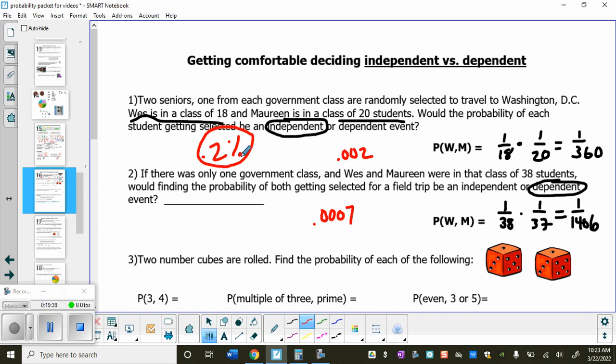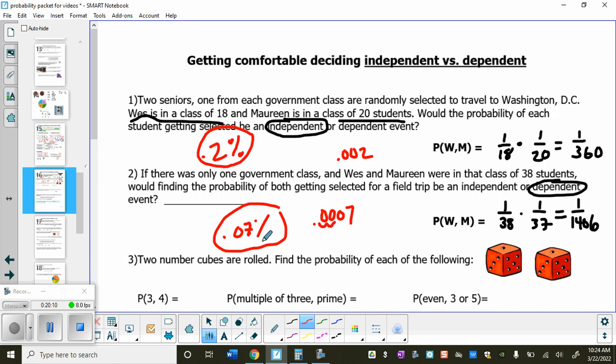Let's just pretend that Wes and Maureen are dating, and they're like, oh man, what are the chances we're going to be the 2 that get picked to go on this field trip? If they're in separate classes, there's a 0.2% chance that they're going to be selected. But if they're in the same class, it's actually even less. It's a 0.07% chance. So it's in their best interest that they're in separate classes to try to both get picked, because the chances that they both get picked from the same group are even less.